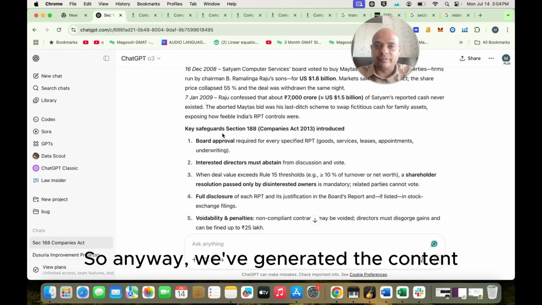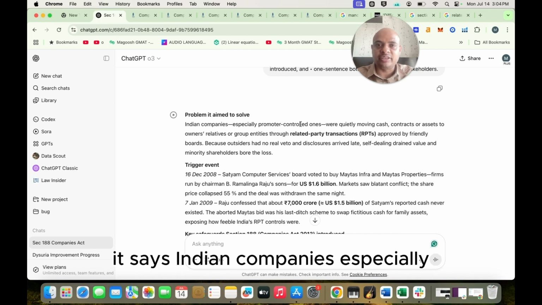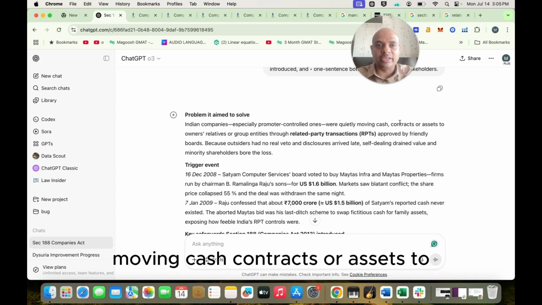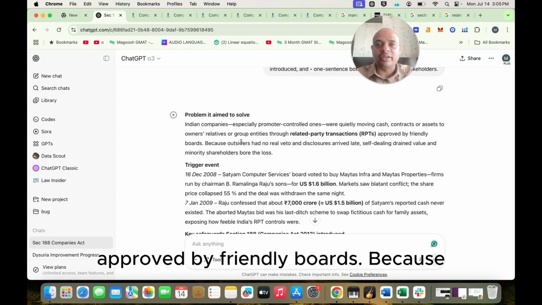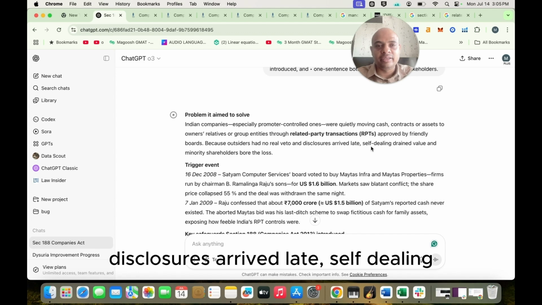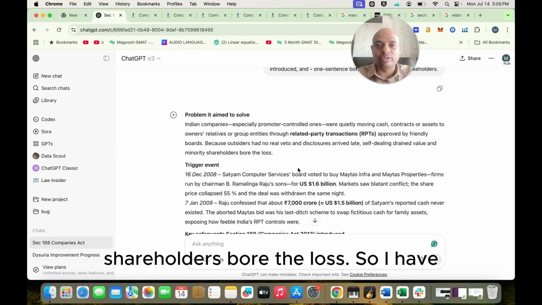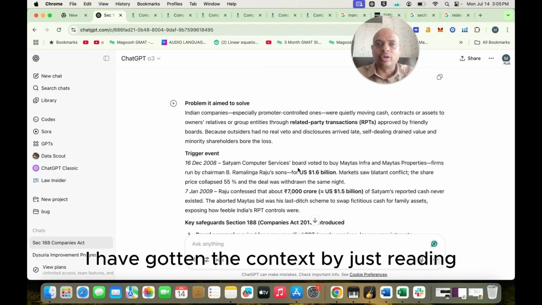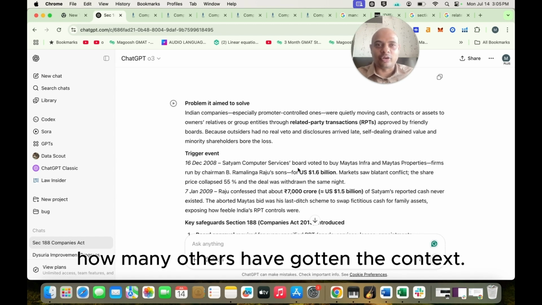So anyway, we've generated the content now, and if you look through it, it says Indian companies, especially promoter controlled ones, were quietly moving cash, contracts or assets to owners, relatives or group entities through related party transactions approved by friendly boards. Because outsiders had no real veto and disclosures arrived late, self-dealing drained value and minority shareholders bore the loss. So I've gotten the context by just reading this paragraph. I'm not sure how many others have gotten the context.